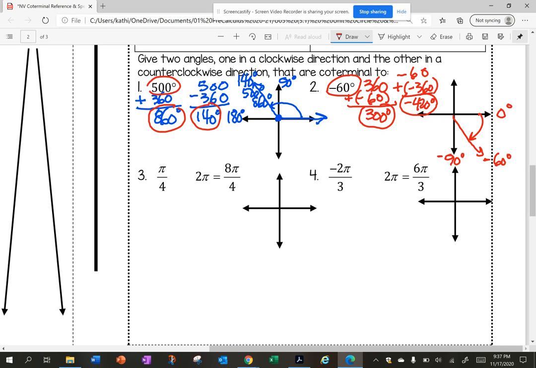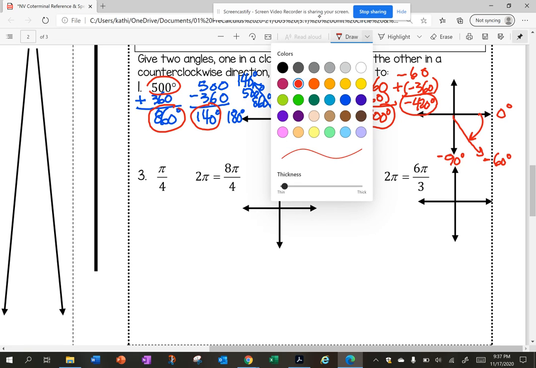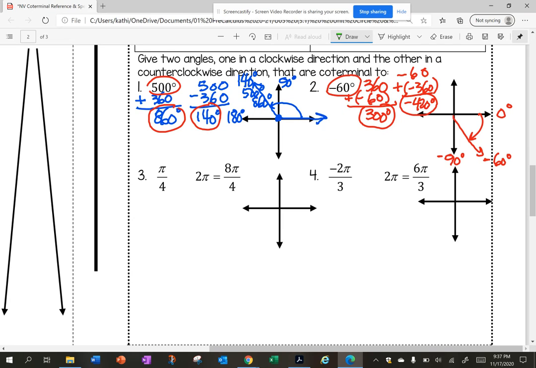Okay, so let's do this with radians now. I'm going to do the same process, but this time, instead of adding 360, I'm going to add 2 pi. So if I want coterminal angles with pi over 4, what I'm looking at is the denominator, so twice as many of the denominator. If I'm talking about fourths, 2 pi is going to be 8 fourths. So if I simplify 8 over 4, that becomes 2. So I'm kind of going in reverse. I'm doubling it.